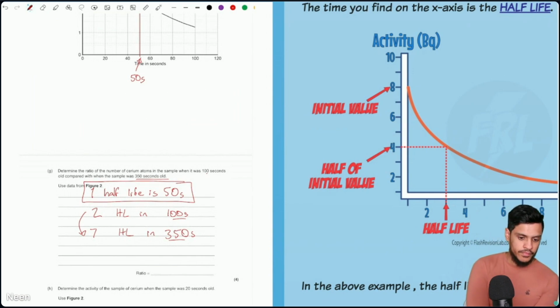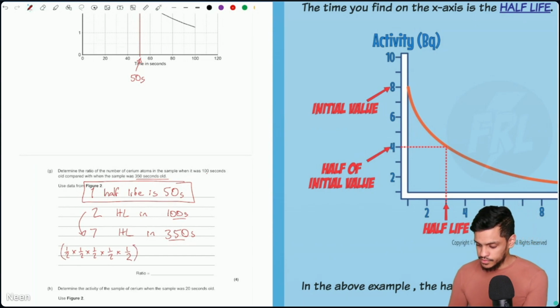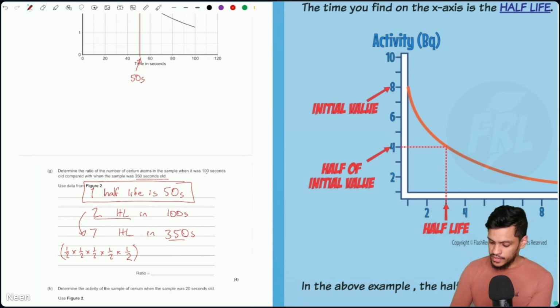So that means you just need to do half times half times half times half times half. So half to the power of 5. Half to the power of 5 will give you the final answer. Because what you've done is you've taken your initial reading, 2 half-lives, and you've halved it 5 times. Anyone know what that is? Let me know what you get.